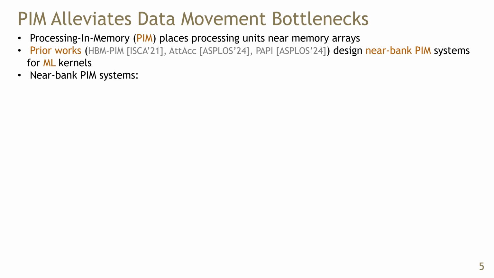Processing in memory solves this by embedding the compute unit right beside the memory bank. And many prior works adopt the near-bank PIM system to accelerate machine learning workloads. Near-bank PIM systems usually have two major parts.